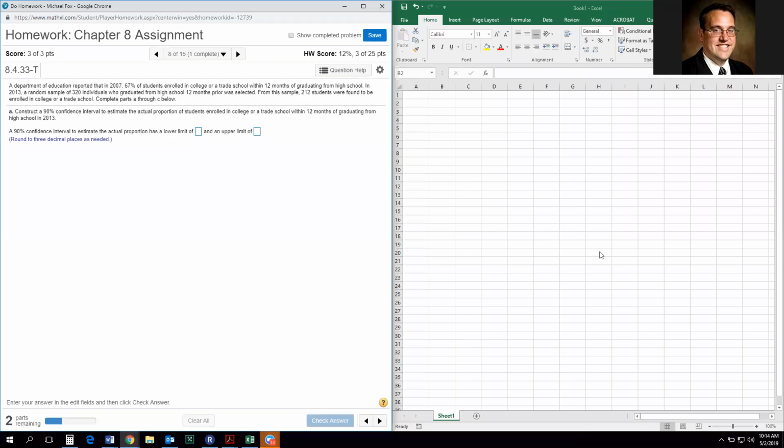Hey, Syrena. So I was right when I got back and looked it up. It was just a stupid thing. I was just using the wrong function to find the critical z. I was trying to use norm.inverse, and it's norm.s.inverse because the s means we're working in standard units. Anyway, we're working in z's in essence.